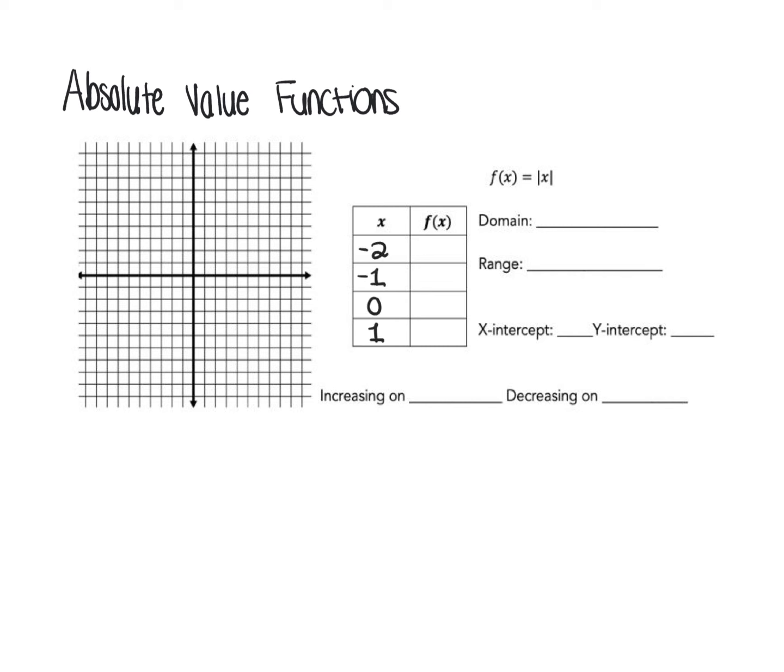x. Again, I just chose -2, -1, 0, 1. So we're going to go ahead and plug these values into our absolute value function. So here we plugged in our values of x, and then here are our outputs. So we're going to go ahead and graph these points. Now that we have them, we can go ahead and draw our graph.